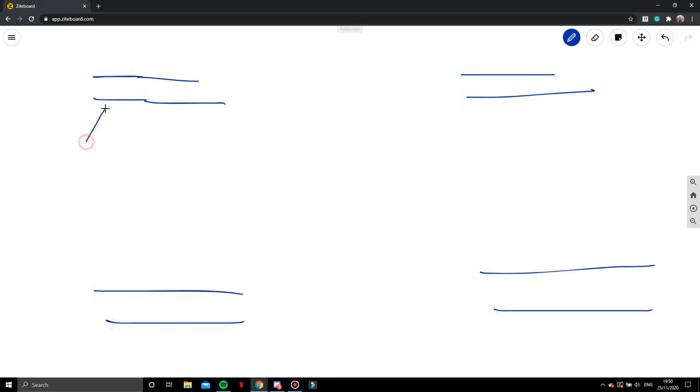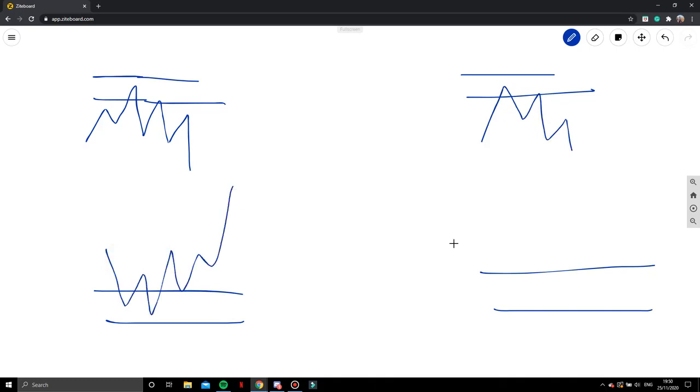I don't know why I did that one so small. Let me just draw these for you again. Okay, we are just looking for these four situations. Okay, so that's situation 1. Okay, situation 2. Yeah, situation 3 and situation 4.